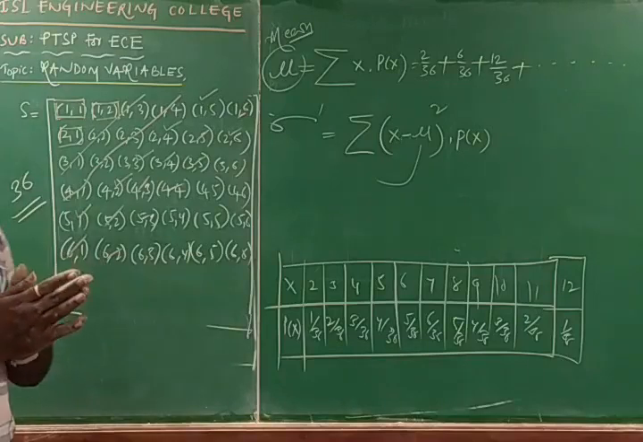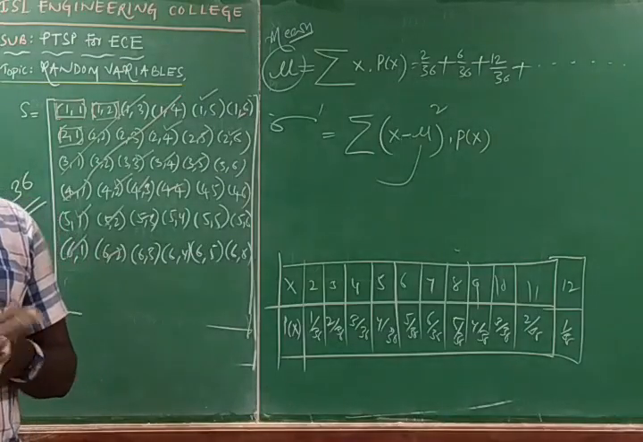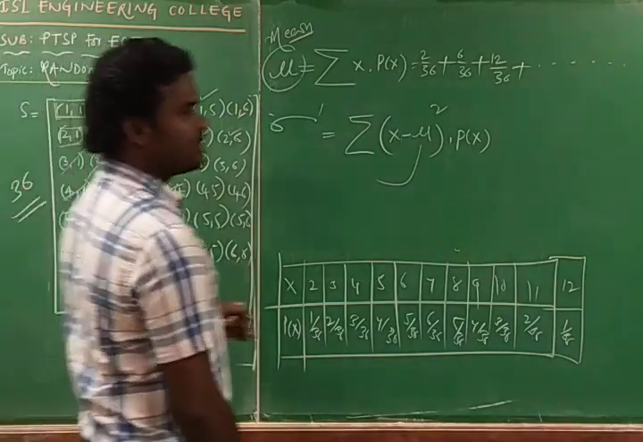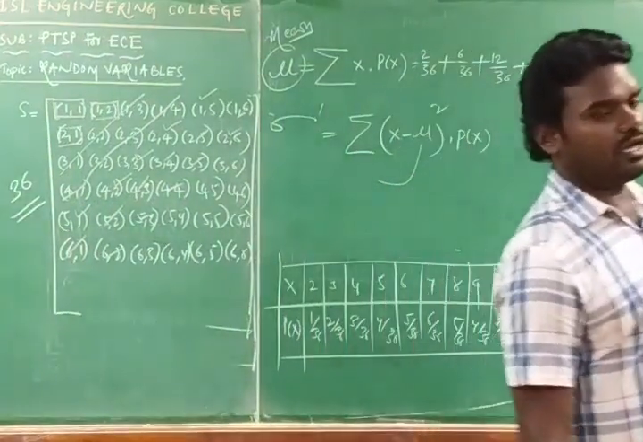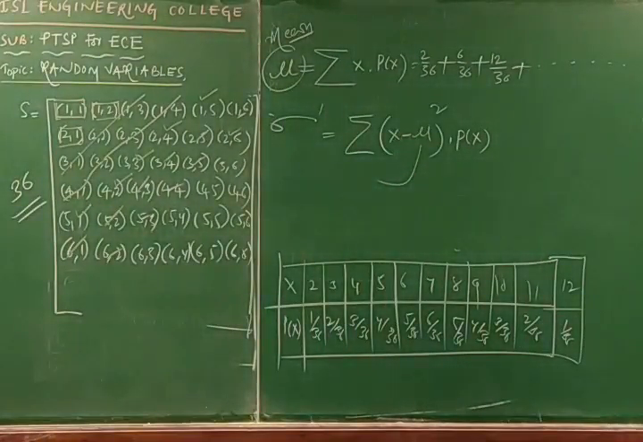With this, the finite random variables topic is completed. We need one more class to complete the first unit, which is about continuous random variables. In tomorrow's class, I am going to explain the definition of continuous random variables, and we are going to solve some problems on it.